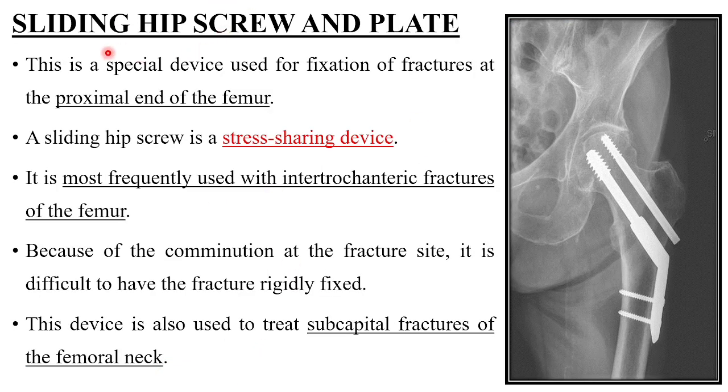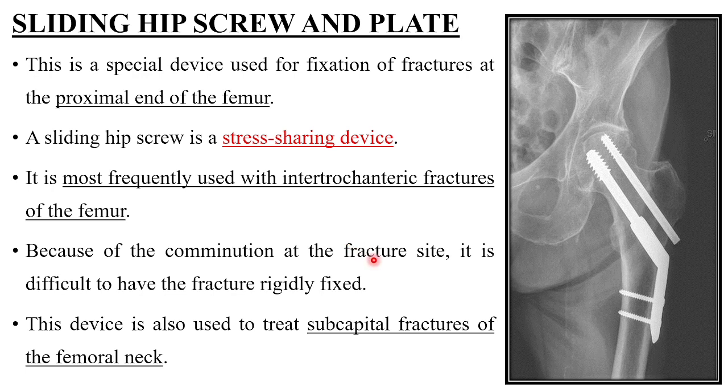Next example is sliding hip screw and plates. This is a special device used for the fixation of fractures at the proximal end of the femur. A sliding hip screw is a stress sharing device. It is most frequently used with intertrochanteric fractures of the femur. This type of screw is mainly used for fractures at the proximal end of the femur, and it is most commonly used in intertrochanteric fractures of your femur.